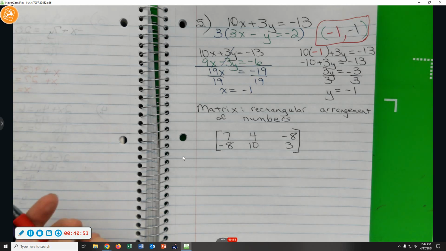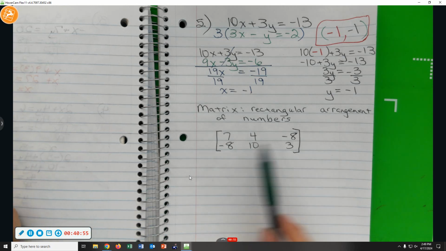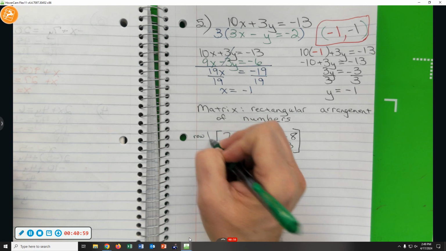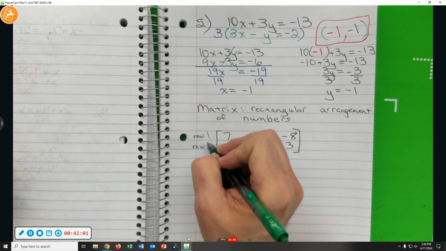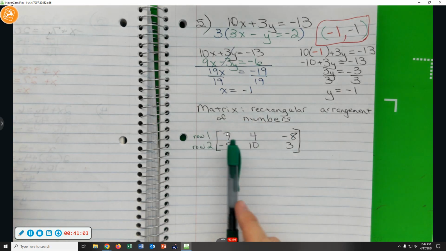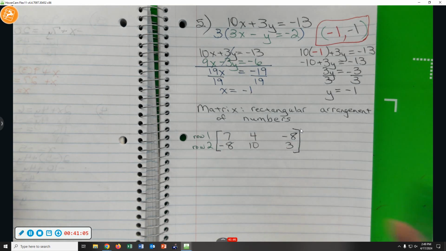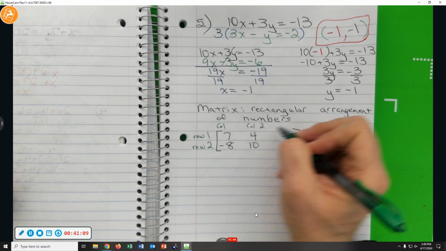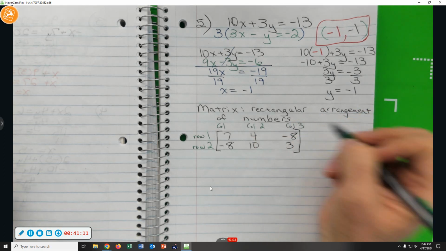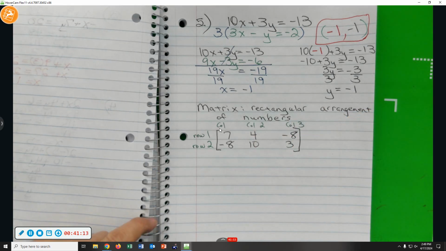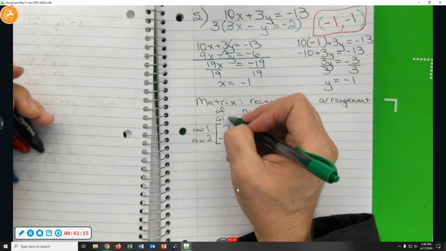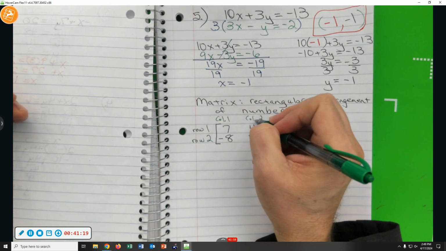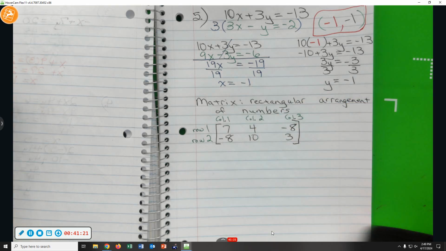Some terminology. The horizontal arrangements are called rows. So this is row 1 and row 2. The vertical alignments are called columns. Column 1, column 2, and column 3. I'm writing COL just as an abbreviation for column.